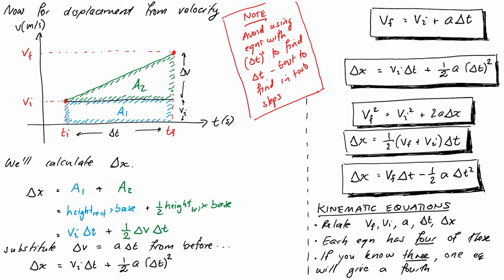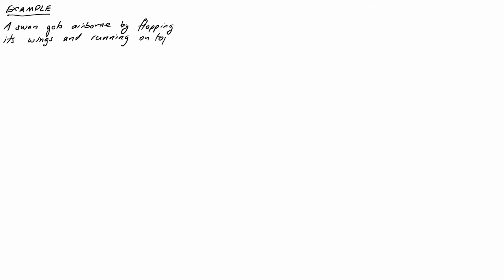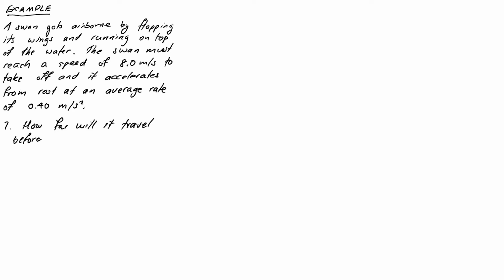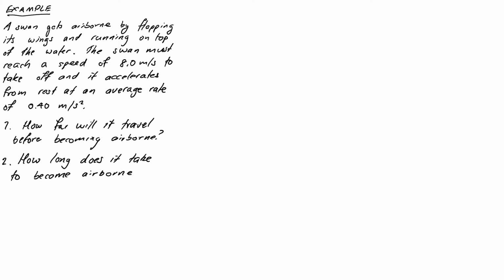Okay, now the best way to understand these things is to go straight into a physical example, and we'll show the kinds of ways that you're going to use kinematics. All right, so in our example, we have a swan, and the swan gets airborne by flapping its wings and running quickly over the top of the water. The swan must reach a speed of 8 meters per second to take off, and it accelerates from rest at an average rate of 0.40 meters per second squared. The 2 questions are, number 1, how far will it travel before becoming airborne? And number 2, how long does it take to become airborne?